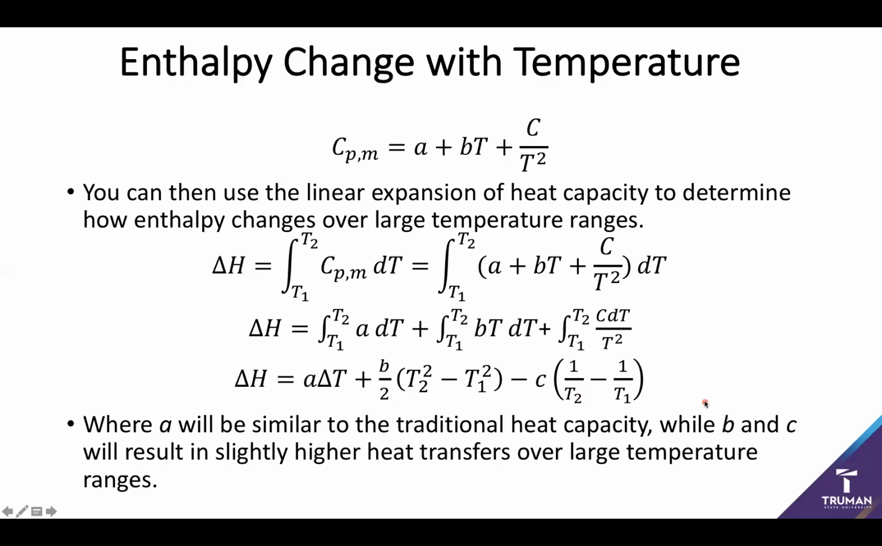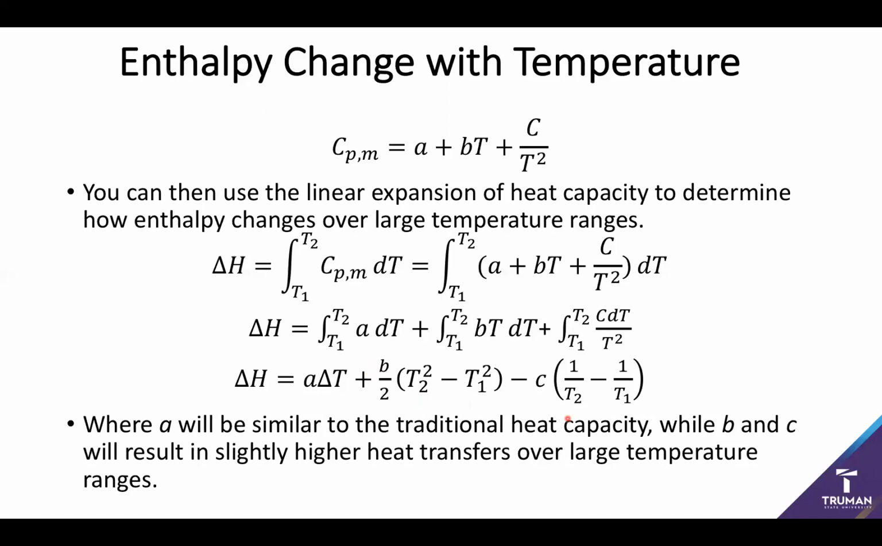And so what we tend to see in this case is that A is going to represent a lot of our traditional linear heat capacity, while the B and C terms are going to tend to result in slightly higher enthalpies over larger temperature differences. So the larger my temperature differences are, the more these two subsequent terms are going to dominate my system. And we saw this again with our actual heat capacities.